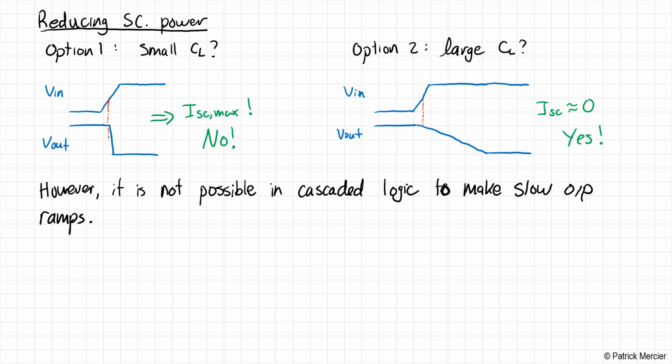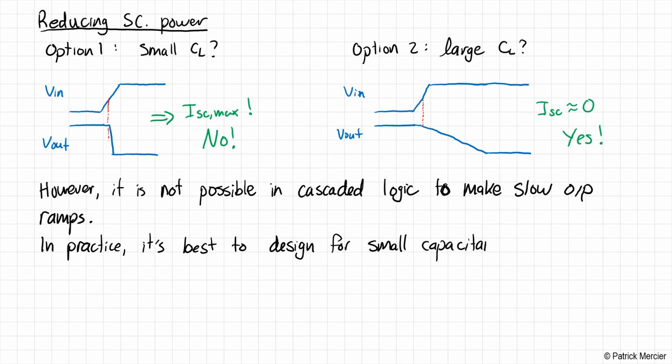So in practice, it's usually best to design for small capacitance, even though this does result in the worst case output short circuit current. So we want to design with small capacitance, specifically with equal rise and fall times.